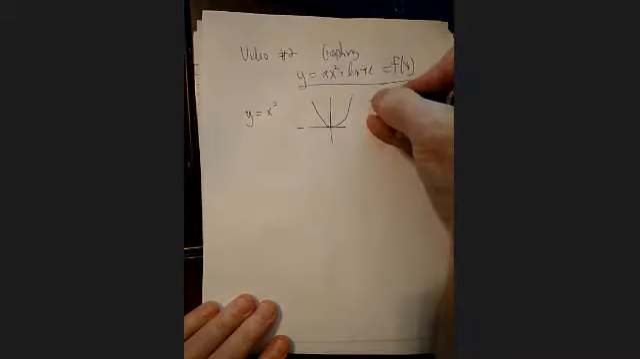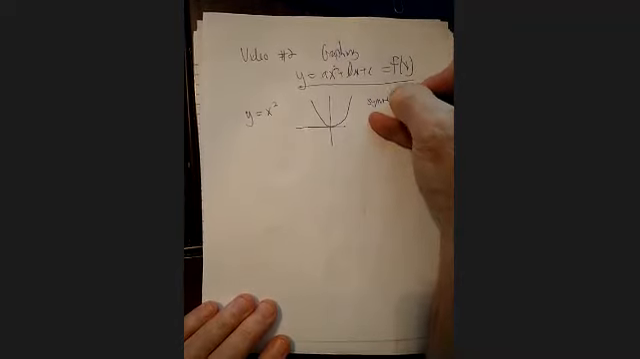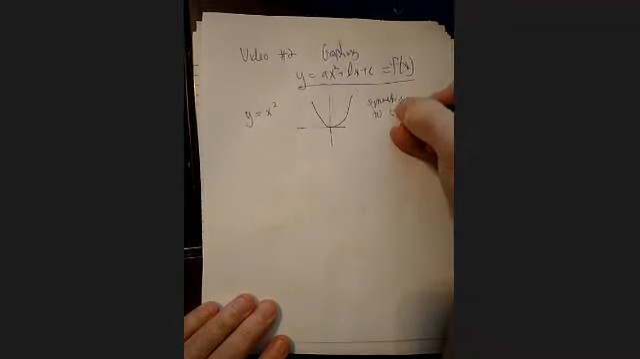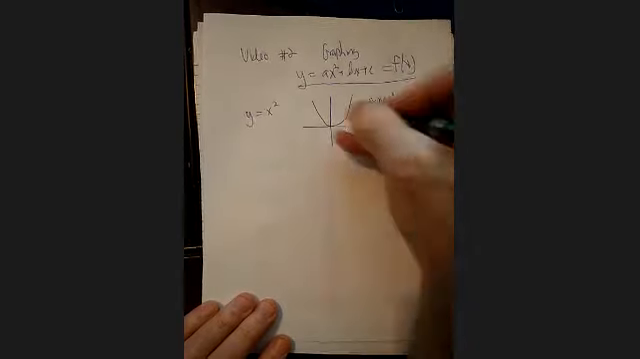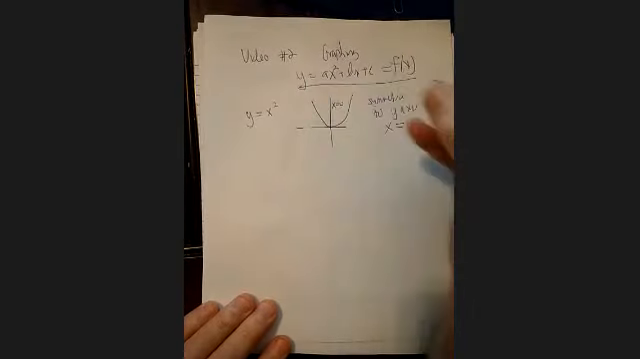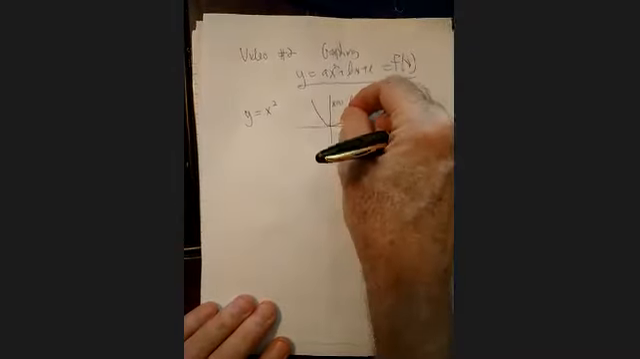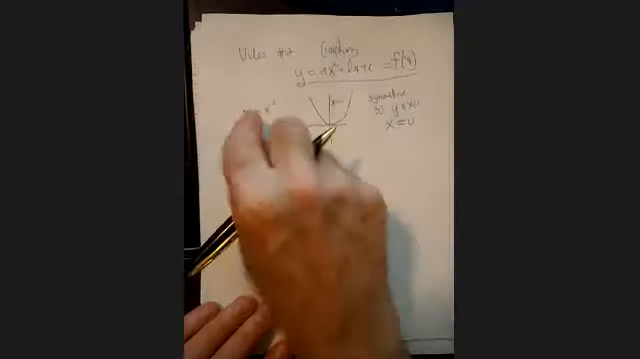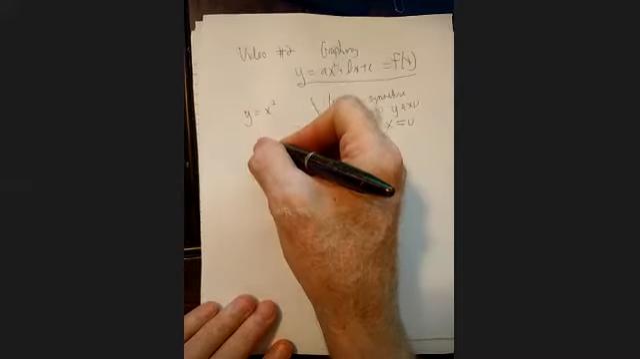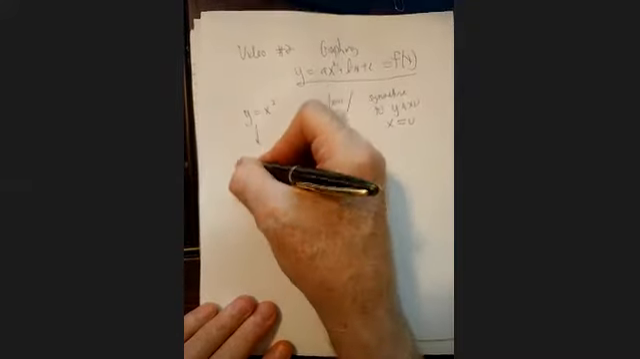And this is symmetric to the y-axis, which is the line x equals 0. So right here. So what that means is that if I pick up this side of the graph and put it on that side of the graph, it matches perfectly. Now what I'm going to do is change this graph so it looks like this.